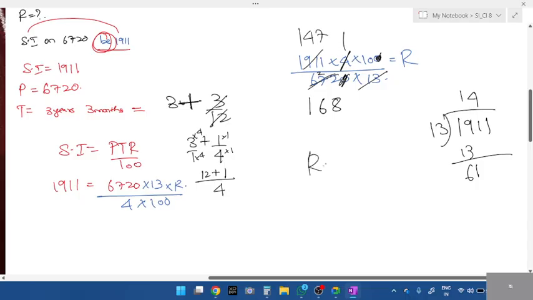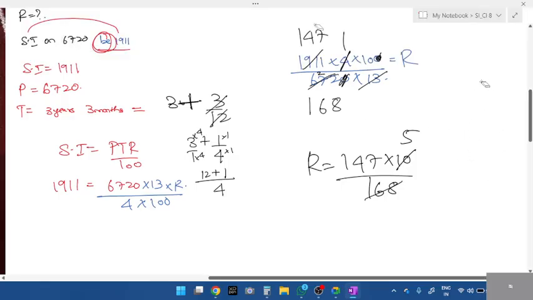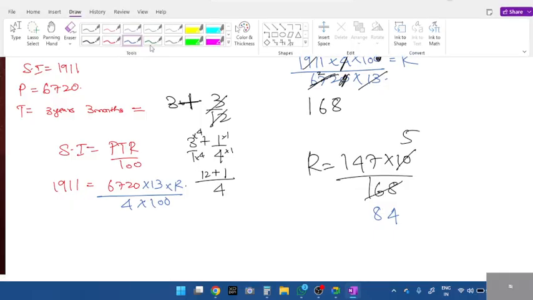Okay, what is left? 147 into 10 divided by... 2 fives are 10. How many times does it go? 2 into 84, 4 times. Next, 84 and 147. Does it go in the 3 times table? Check the 3 times table, students. How do you check? How did I get to know that it goes in the 3 times table?